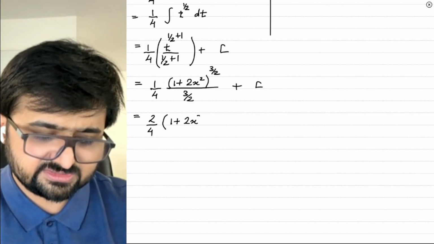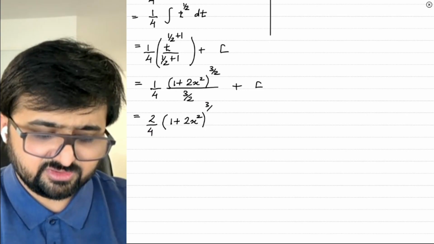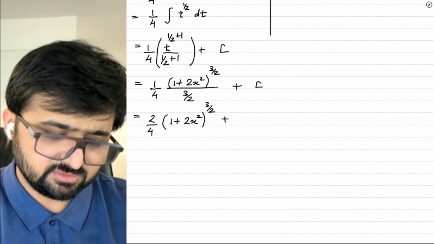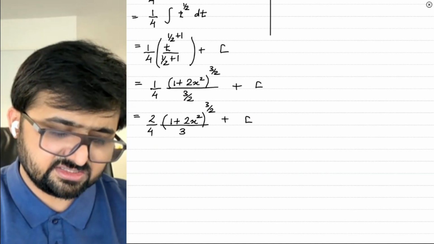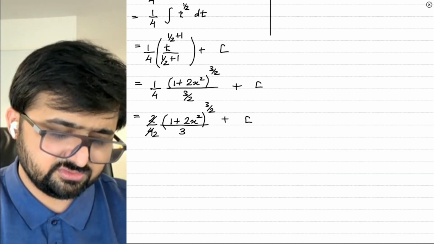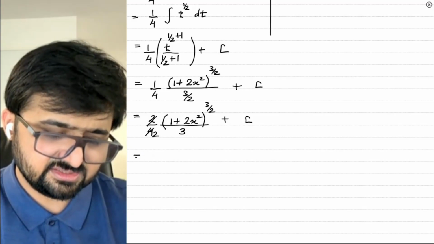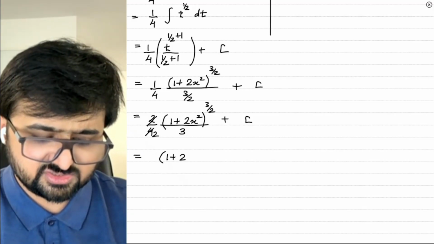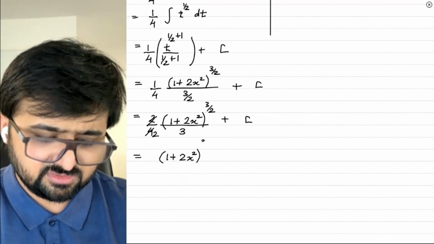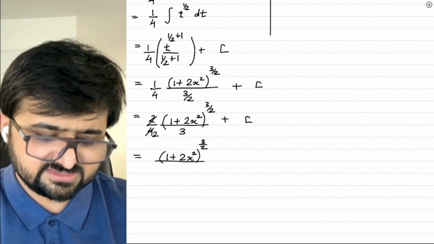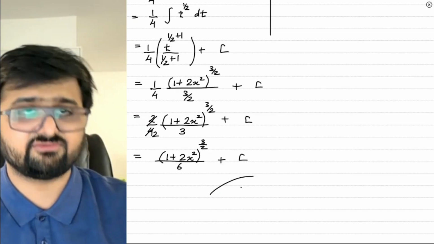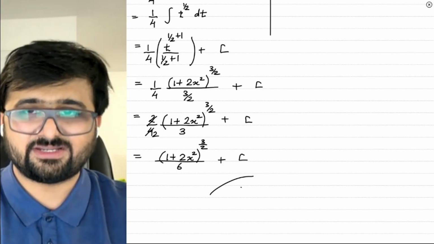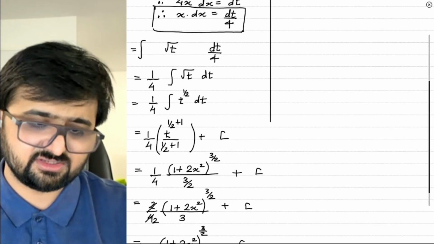1 plus 2x square to the power 3 by 2. Don't forget that divide by 3 plus c. Now this will become 2. 3 times 2 is 6. So that will be 1 plus 2x square to the power 3 by 2 divided by 6 plus c, and that's your final result for this question. Okay, I hope that makes sense.